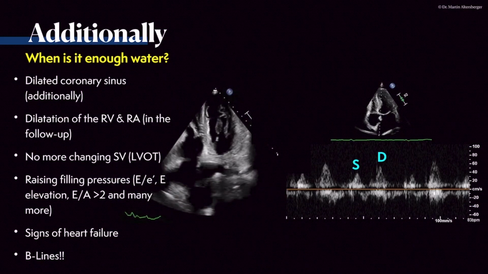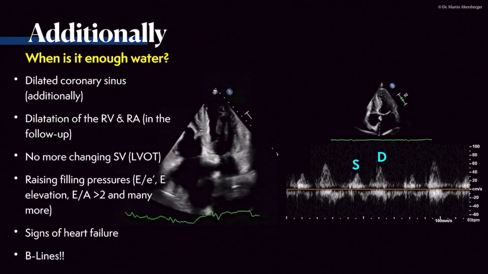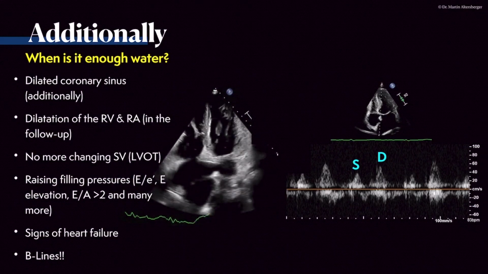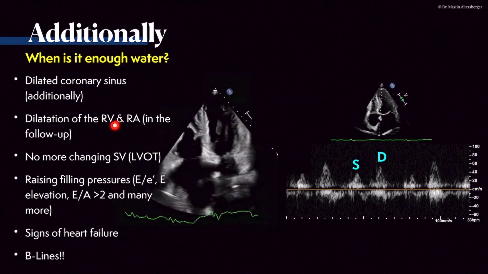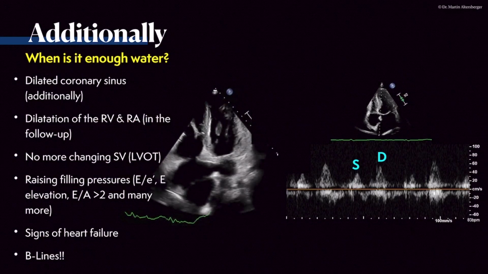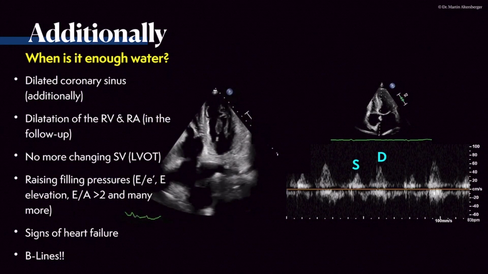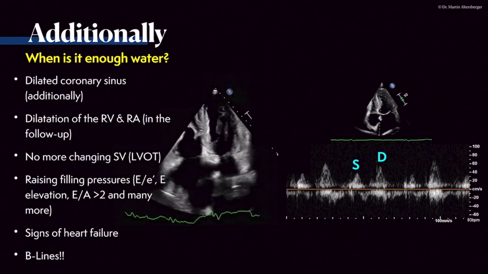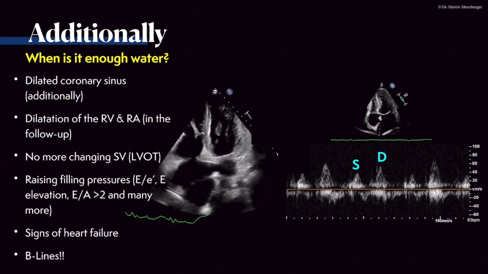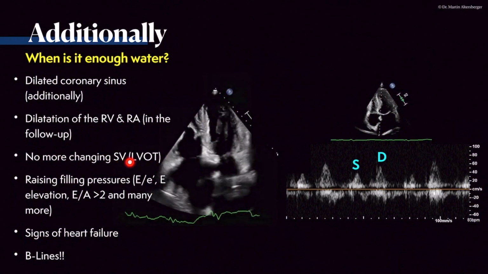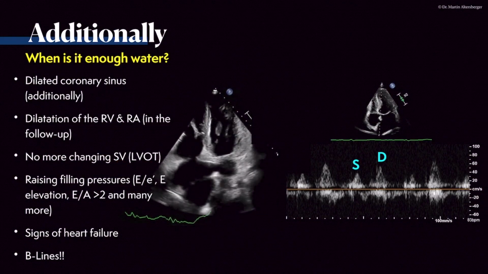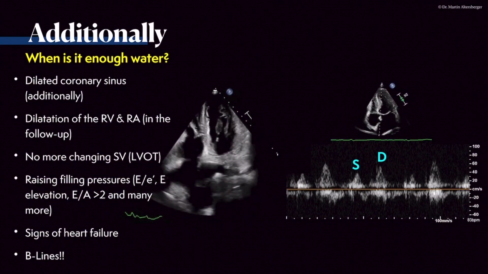When the coronary sinus is dilated, that is a hint to hypervolemia or also elevated pressures. A dilatation also over time of the right ventricle and the right atrium, a reduction in strain imaging in the follow-up is definitely pointing towards more and more volume overload, especially the size of the right ventricle. No more changing of stroke volume in the LVOT points towards hypervolemia, so enough fluids.